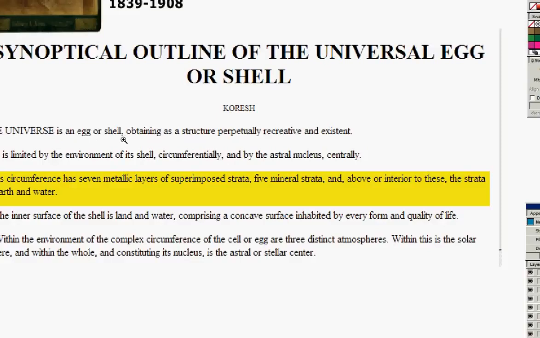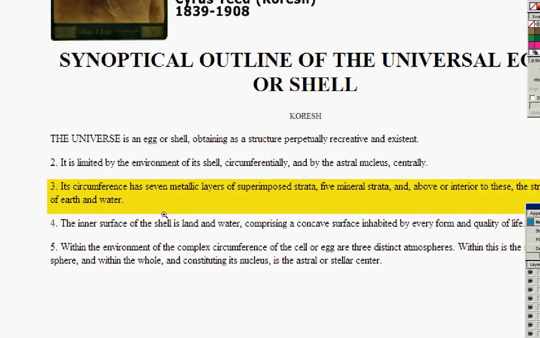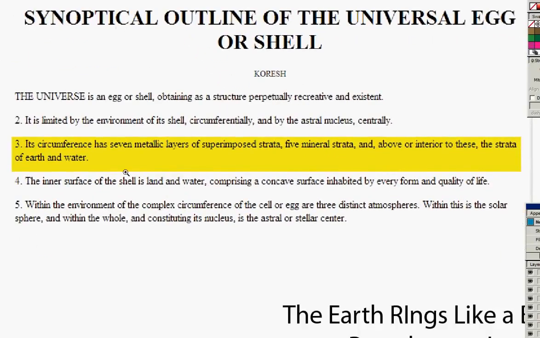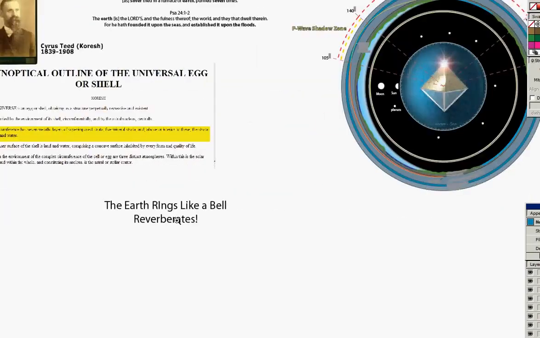He said, okay, the universe is an agar shell obtaining as a structure perpetually recreative and existent. It is limited by the environment of its shell circumferentially and by the astral nucleus centrally. Now, number 3, its circumference has 7 metallic layers of superimposed strata. Okay, 5 mineral strata. So he's basing this, I'm not sure if he's having divine revelation. He said he did actually, but I tend to believe the Earth has a metal rind to it.